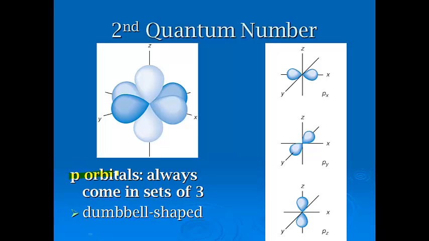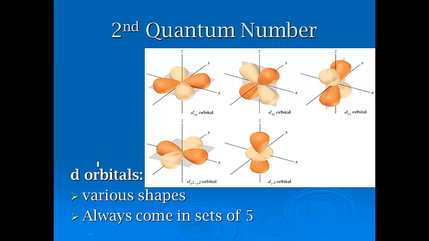Now the p orbitals always come in sets of three, and they are all dumbbell shaped. The reason they come in sets of three has to do with the 3D version. You can have one along the z-axis, one along the y-axis, and one along the x-axis. And when you put all three of those together, you end up with this conglomeration of three p orbitals along all three of the axes. And this is where I think of the balloon idea, that that's where they exist.